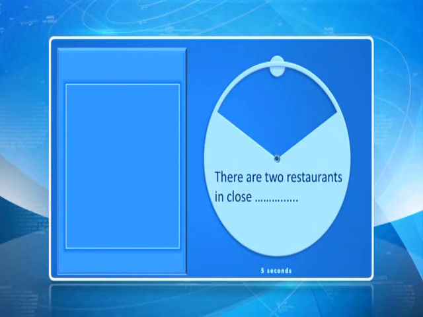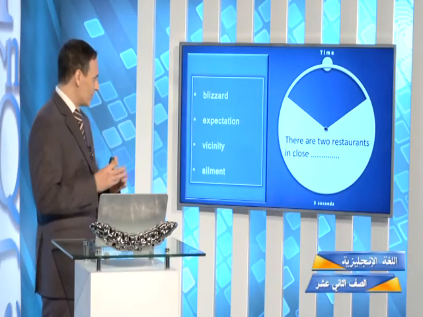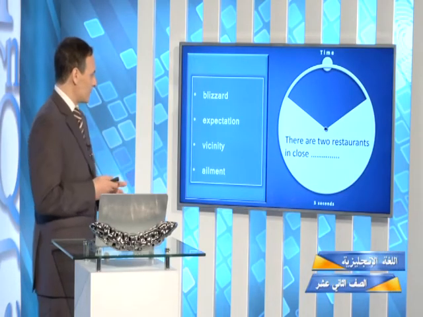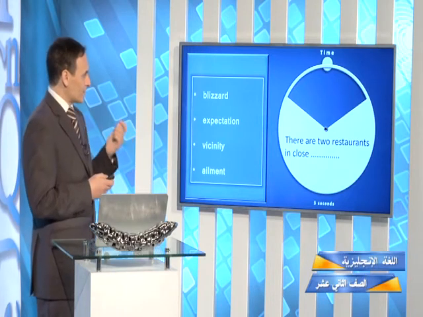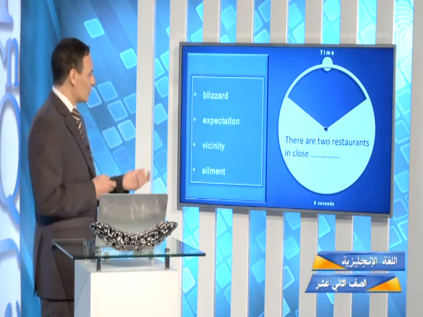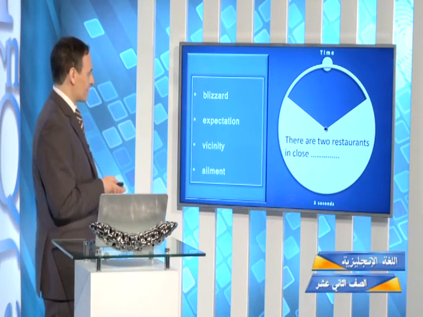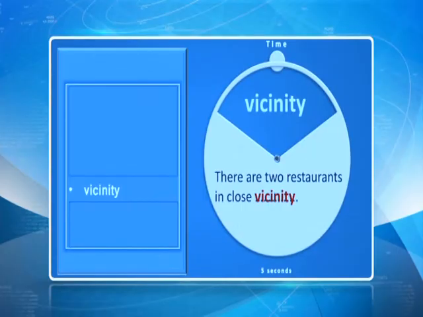Sentence number 4. There are 2 restaurants in close, blank. Blizzard, which means snowstorm. It is a terrible snowstorm. Expectation, which means hope. Vicinity means near, in the neighborhood. And the word ailment, which means an illness. So there are 2 restaurants in close what? The word close here can also give you a hint to the missing word from the context of the sentence. There are 2 restaurants in close vicinity. Which means there are 2 restaurants which are very near each other in the neighborhood.